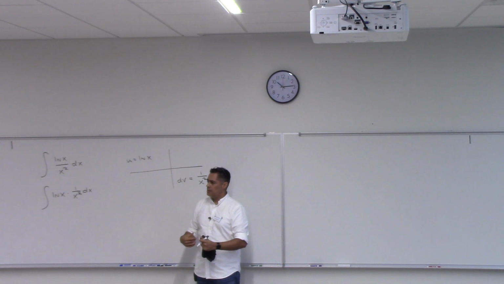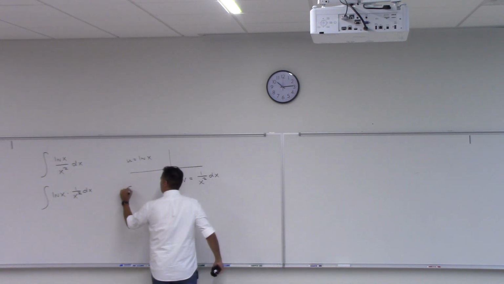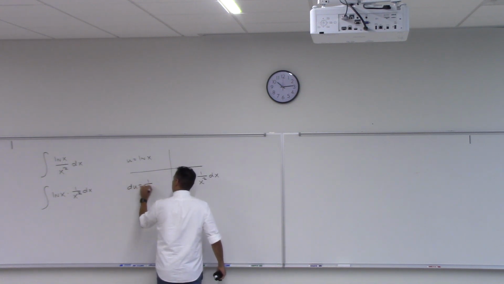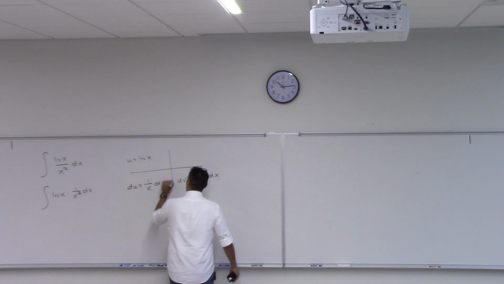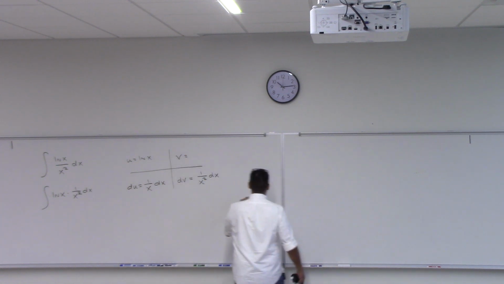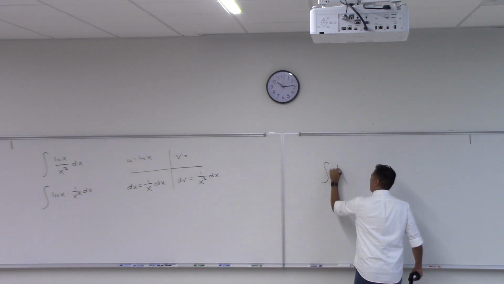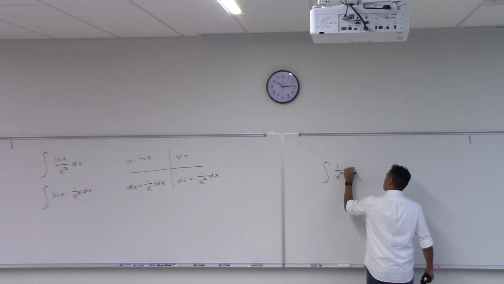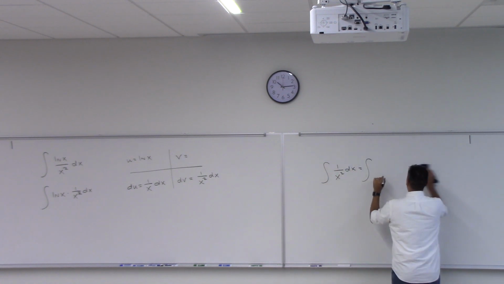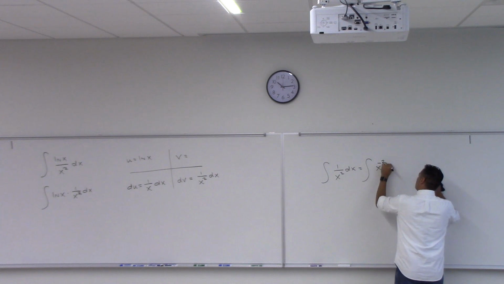Understand? So du is 1 over x dx. And then v is, okay, let's just do this real quick on scratch work. I'm trying to find the antiderivative of 1 over x squared dx. That's the same as the antiderivative of x to the negative 2, which is what we started.